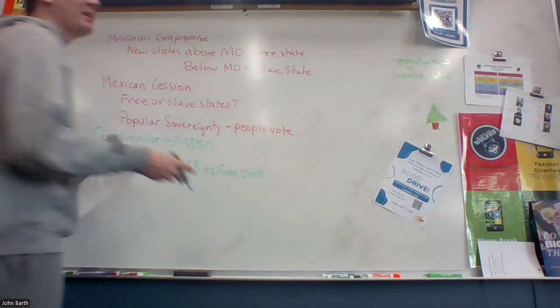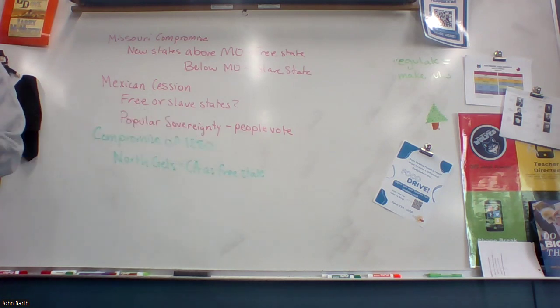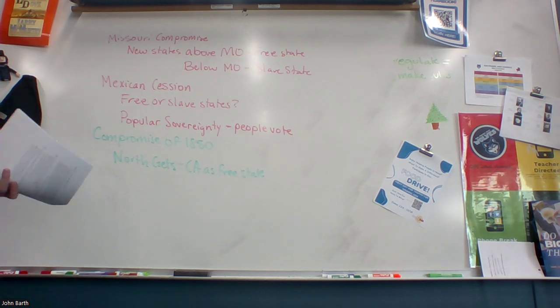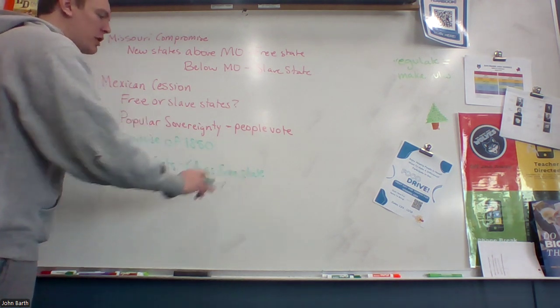So how can you remember that California is attached to the Compromise of 1850? What happens the year before? In 1849, there's the gold rush where thousands of people move to California. They get a bunch of people, and that brings up the question, what should we do with California? In the compromise, California will be a free state.